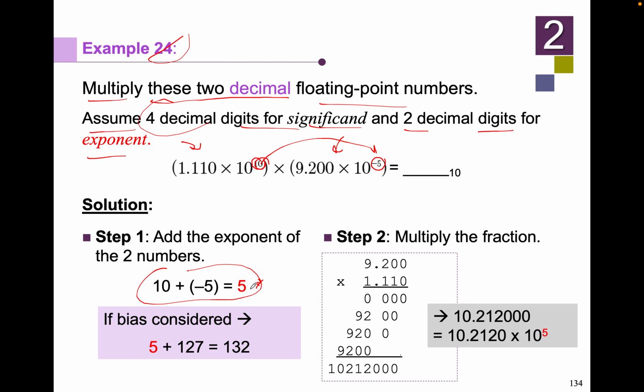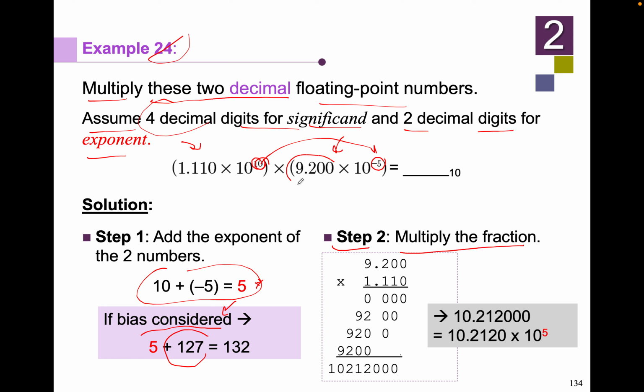And if you have the bias to be considered, it depends on the question, it will mention whether the bias needs to be considered or not. And if the bias needs to be considered, you need to add 127 for single precision and 1023 for double precision. Okay, step number 2, multiply the fractions.